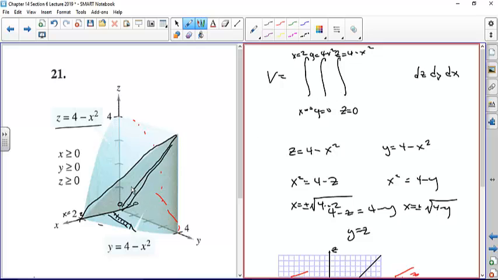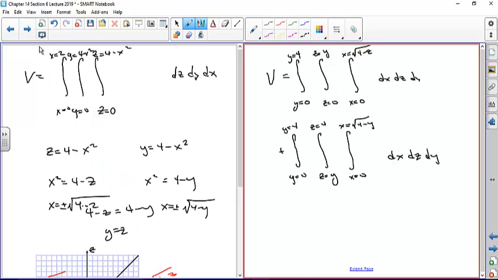In this case, because of the way these cylinders are oriented, the cylindrical parabolas, or whatever you want to call them, we only had to have one integral. And so in the xy plane we went from x equals 0 to x equals 2, and then in the y direction we went from y equals 0 to y equals 4 minus x squared, and then up in the z direction we went from 0 to 4 minus x squared. And I think if we did those integrals, we'd end up with the same value.